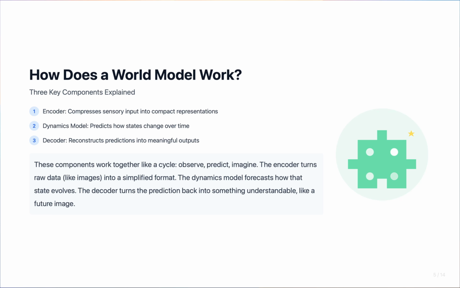Finally, the decoder reconstructs that prediction into a realistic output, maybe a simulated image of the next room. If the actual view matches the prediction, the model is working well. If not, it adjusts. This loop allows AI to test ideas in its mind before acting in the real world. And the better the simulation, the less real-world trial and error it needs, making learning faster and safer. This process is at the heart of many advanced AI systems today.